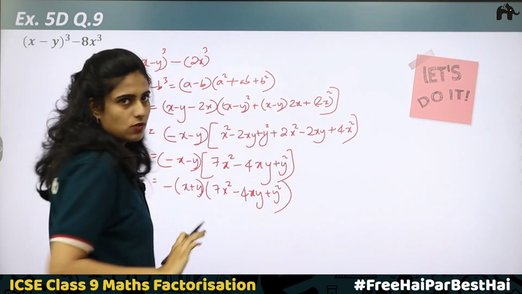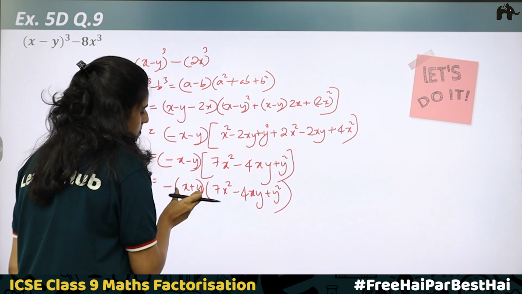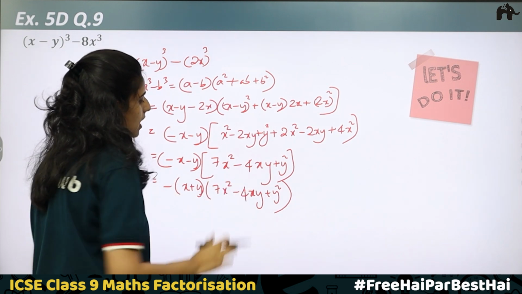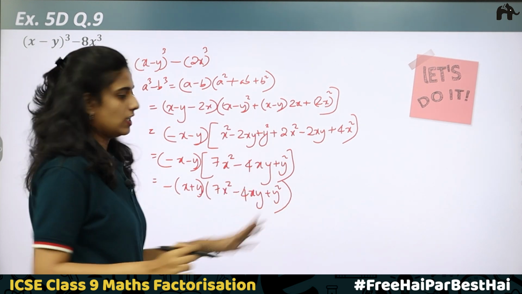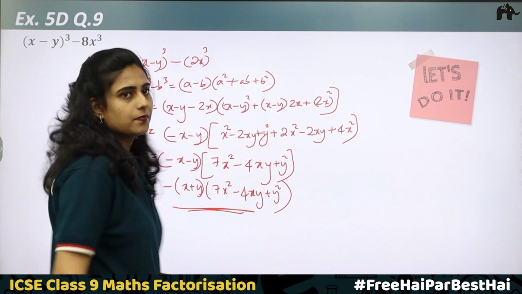So minus 1 is also a factor. Minus then x plus y, 7x square minus 4xy plus y square. These are the factors. Okay.